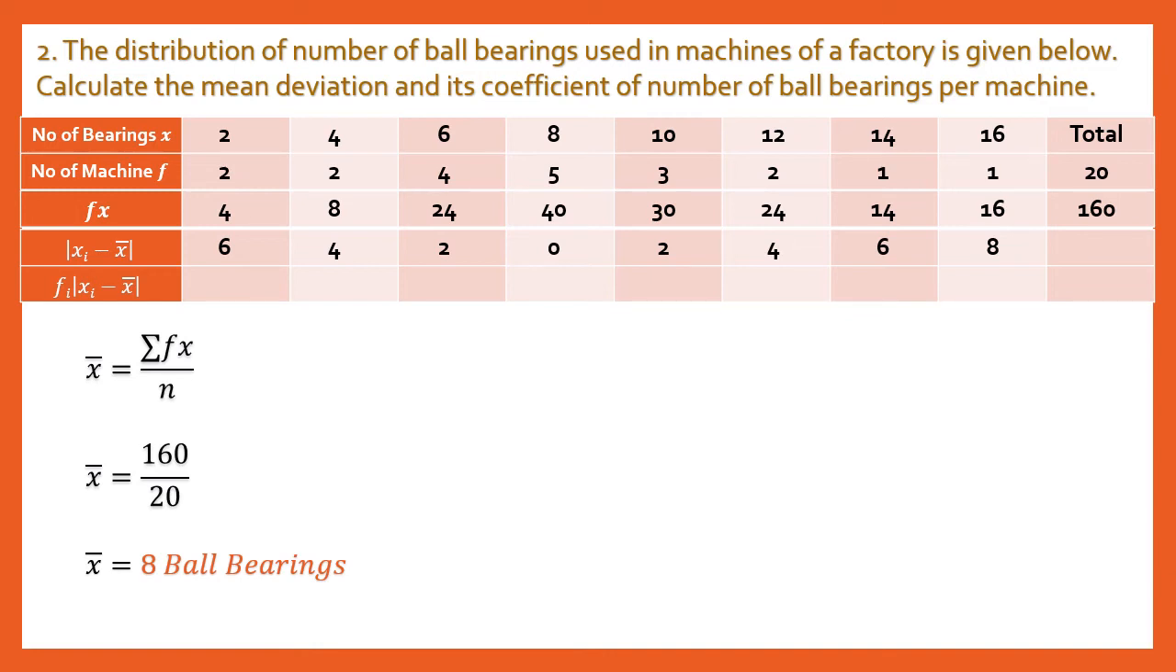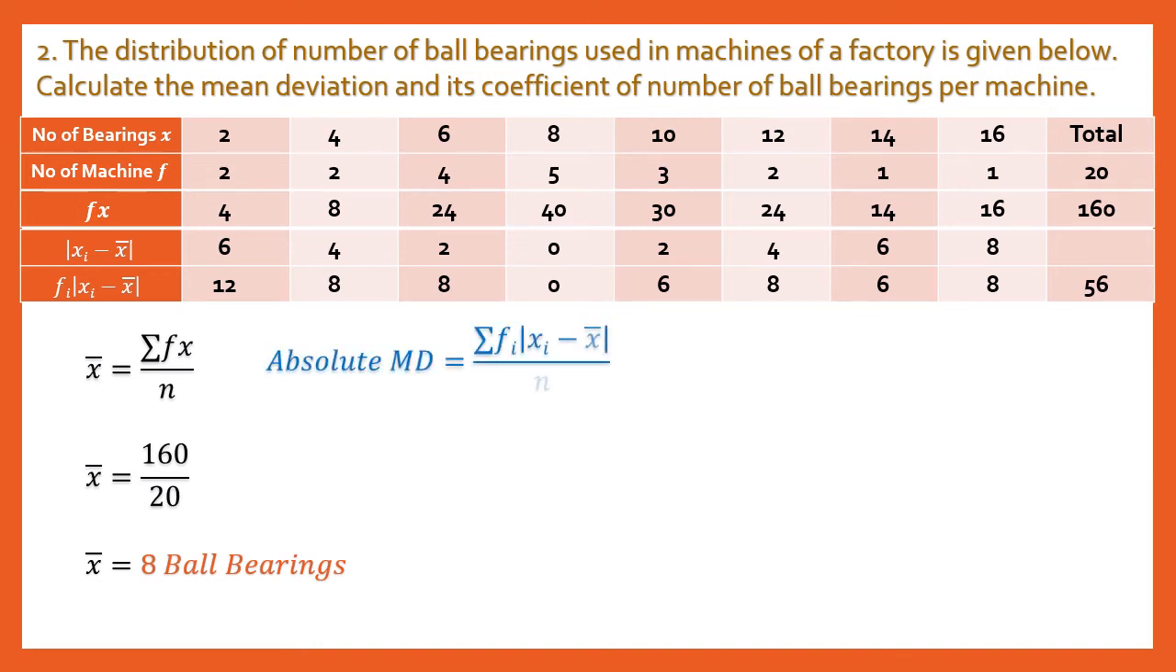So I have 6, 4, 2, 0, 2, 4, 6, 8, and that will be multiplied with the number of machines, that is frequency. So 6 2s are 12, 4 2s are 8, 4 2s are 8, 5 0s are 0, 3 2s are 6, 2 4s are 8, 6 1s are 6, 8 1s are 8. Then make a total, which is 56.